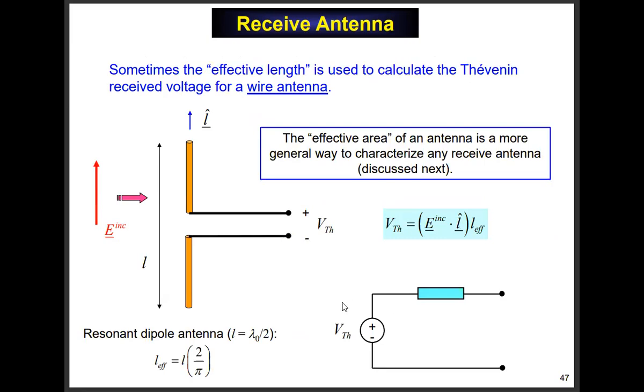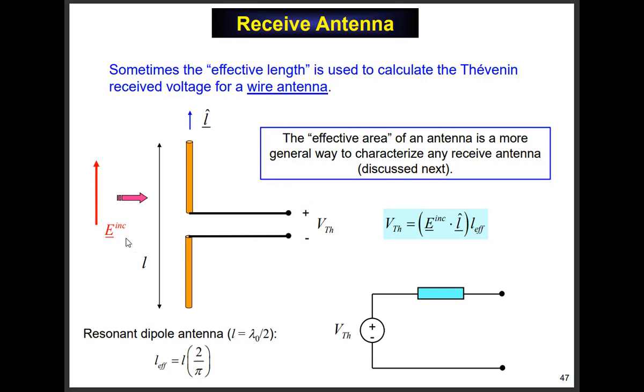Okay. Now, let me mention how you can get the Thevenin voltage. Okay, one way to do it is to use the concept of effective length. Now, you're not going to be doing this on the homework, and you're going to be using a different concept called effective area, which, to be honest, is my preferred way because it's a more general way. The concept of effective length is something that only applies to one type of antenna, and that's a wire antenna. Okay, wire antennas are very common, but it only applies to that type of antenna. That's why it's not as general as the method I'll show you next, which is the effective area. But nevertheless, let me just briefly mention what this is.